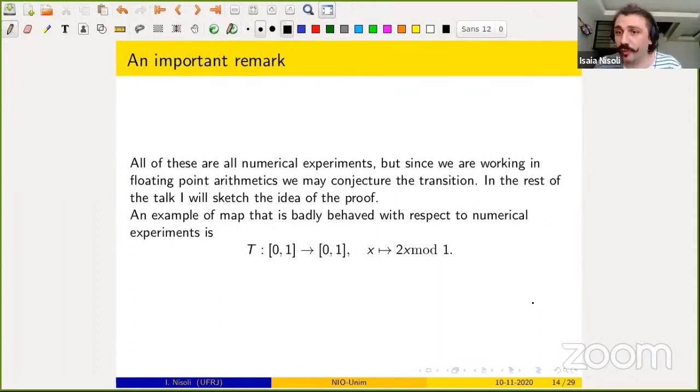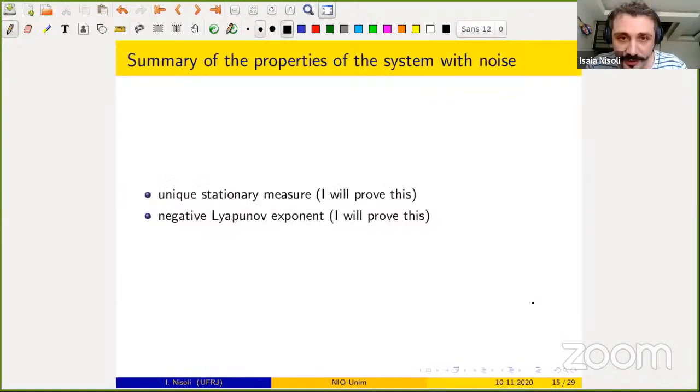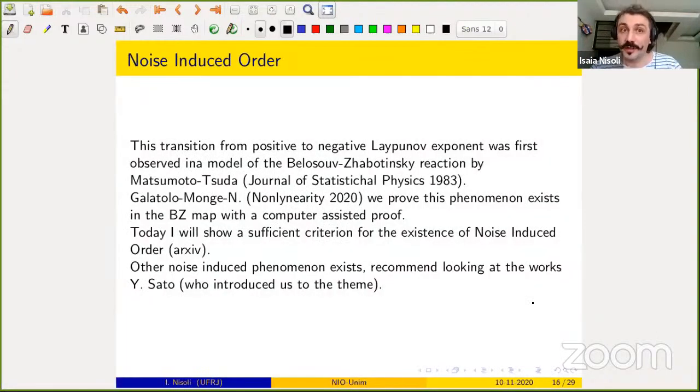So what I will do now is to prove effectively that the Lyapunov exponent for the map with some small noise is positive, and the Lyapunov exponent for the map with a lot of noise is negative. I will explain the argument that permits us to prove this property. With noise, we have a unique stationary measure, and I will give some ideas on how we prove this. And when we have a big noise, I can prove that we have a negative Lyapunov exponent.